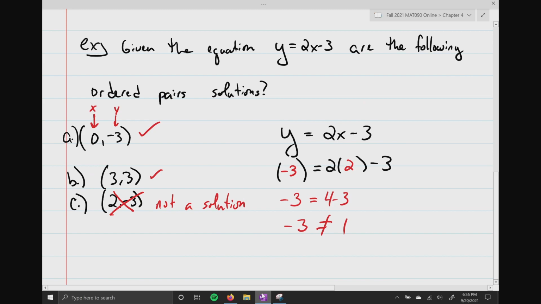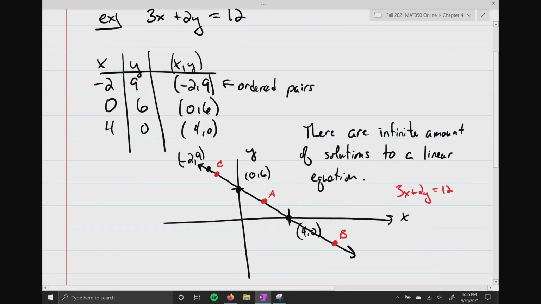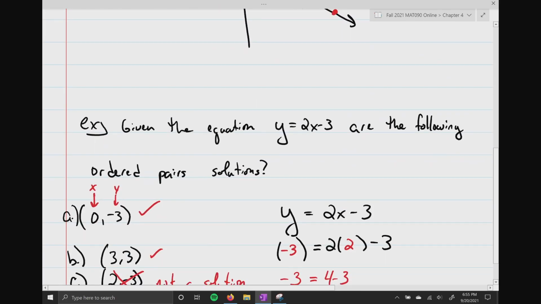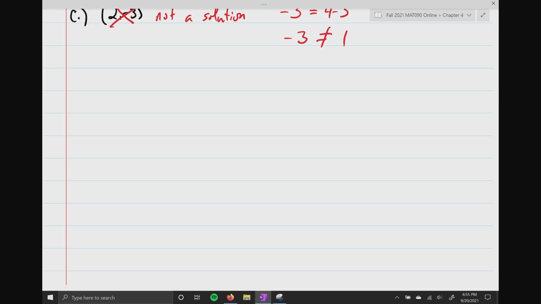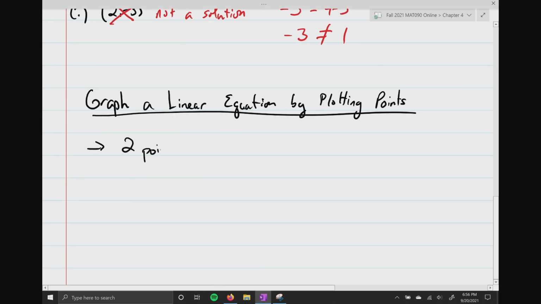So the next thing that I want to talk about is just graphing a linear equation, because so far I've either given you the graph or I've given you points and then we had to graph it. What I'm talking about now is, what if I just gave you a linear equation and said graph it? So graph a linear equation by plotting points. Okay? So, at its simplest form, 2 points form a line.